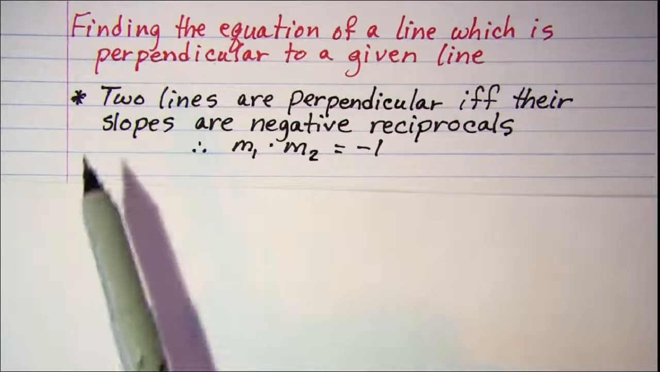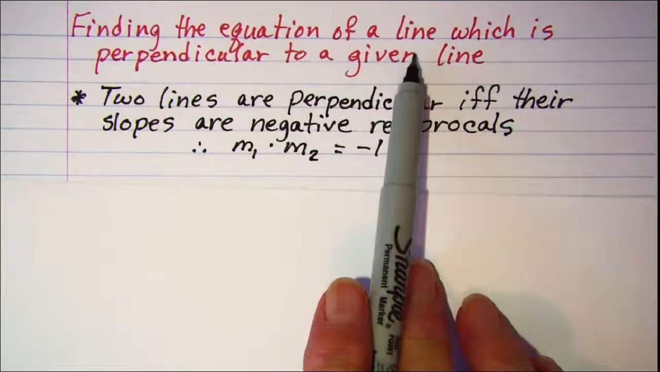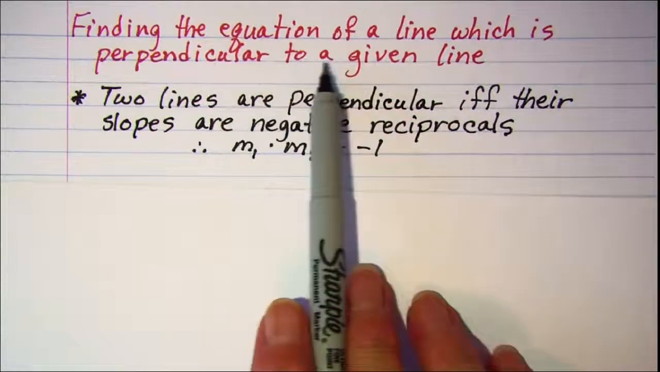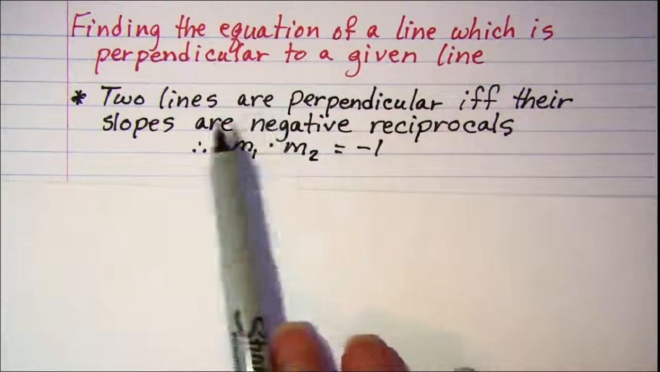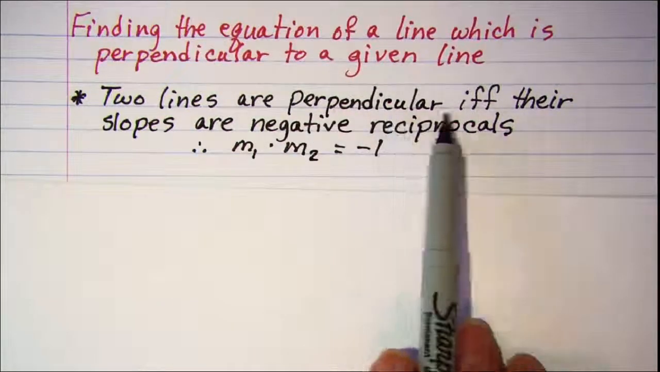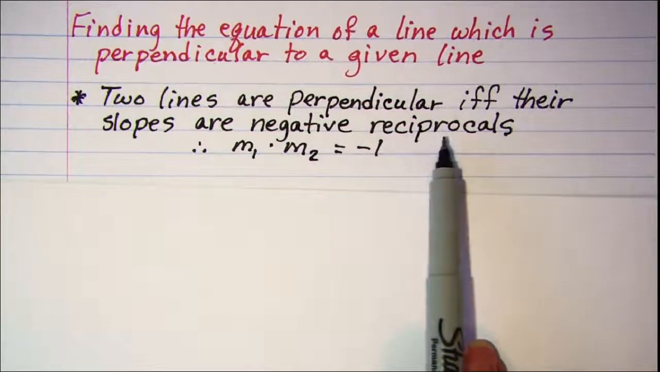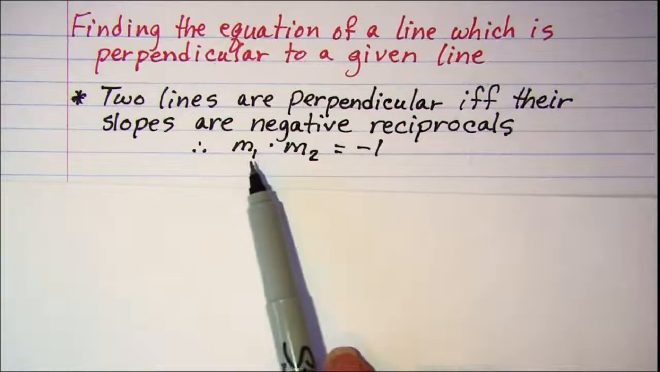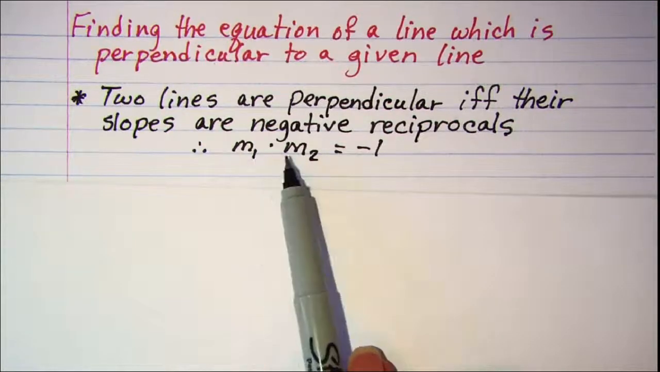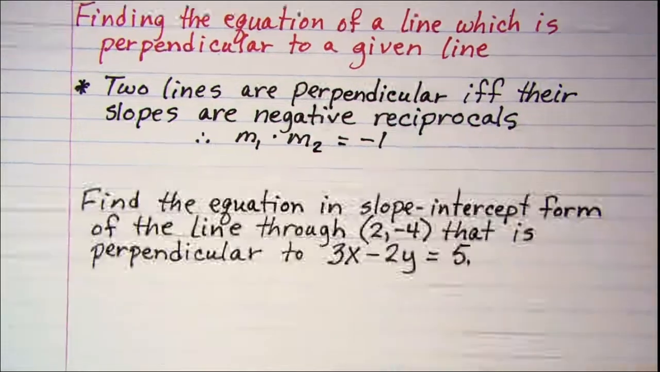In this video, we'll be finding the equation of a line which is perpendicular to a given line. Two lines are perpendicular if and only if their slopes are negative reciprocals. In other words, if you multiply the two slopes together, you'll get a -1.